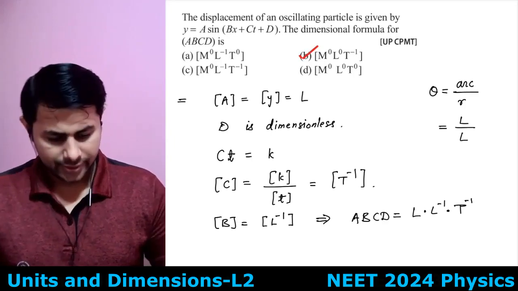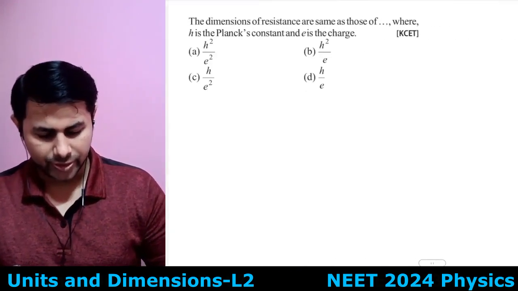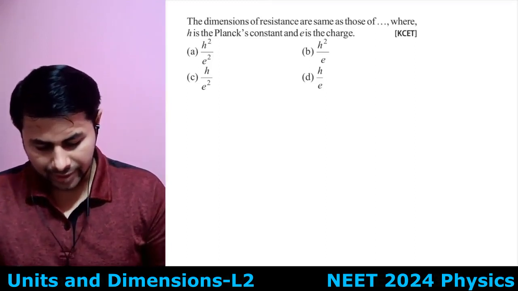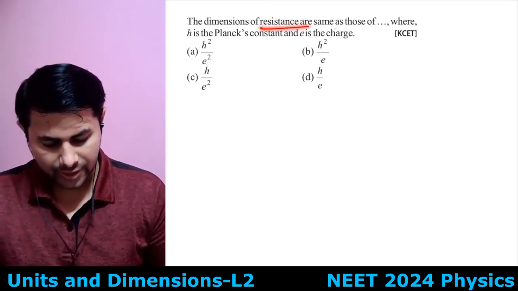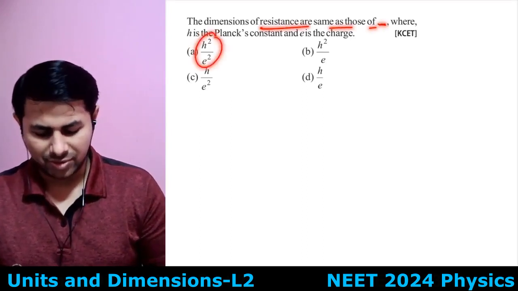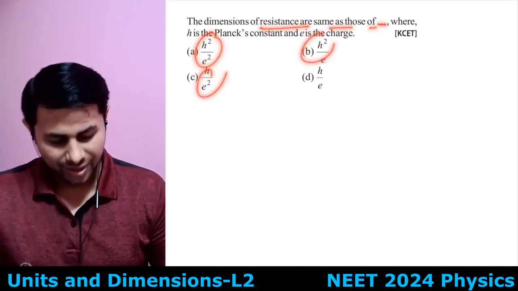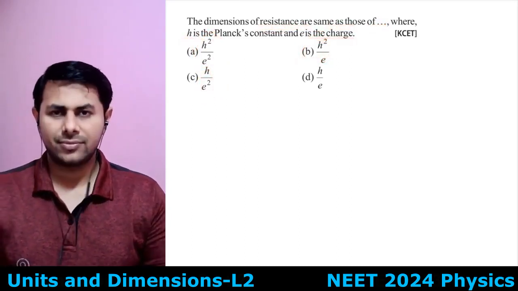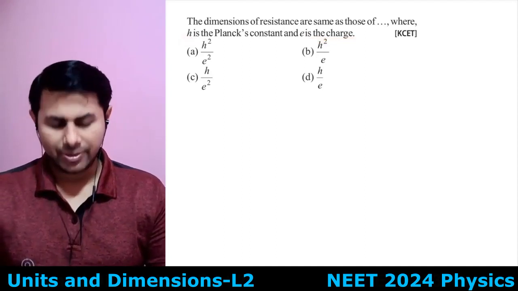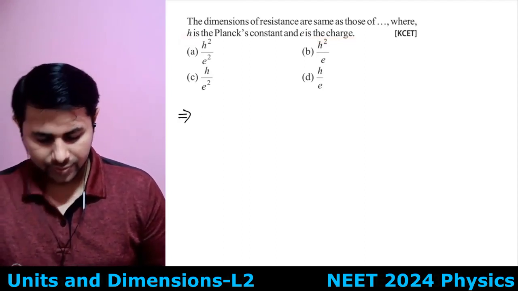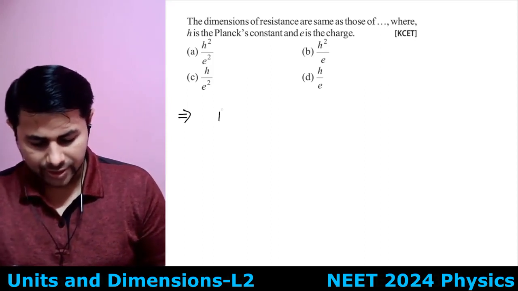Let's move on to the next one. The dimensions of resistance are the same as those of something from these options, where h is Planck's constant and e is the charge. We want to find the dimensions of resistance.